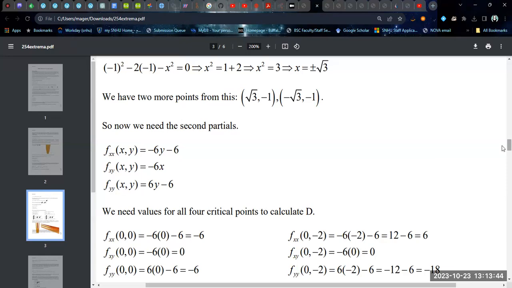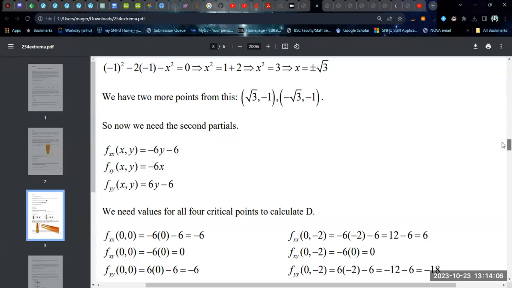Now, in the previous example, we had only one critical point and our D-test was just a constant. And so we didn't have to apply it to individual points. Here, our D-test is going to depend on variable values. And so it's going to give us different values for each of the potential critical points.